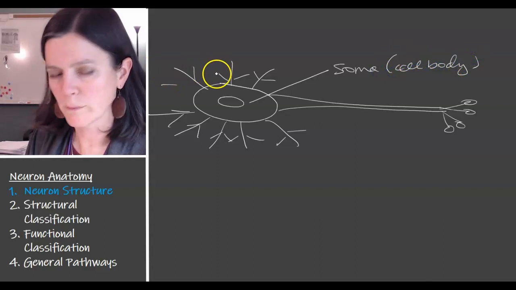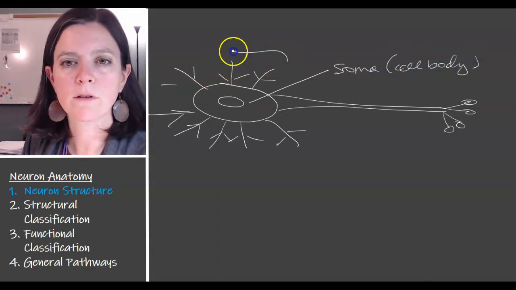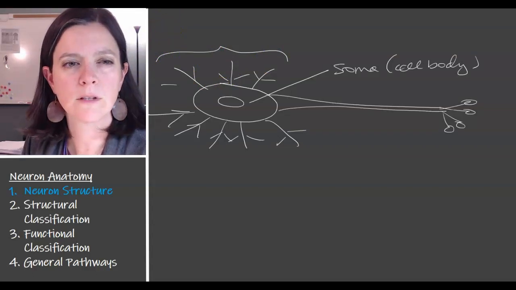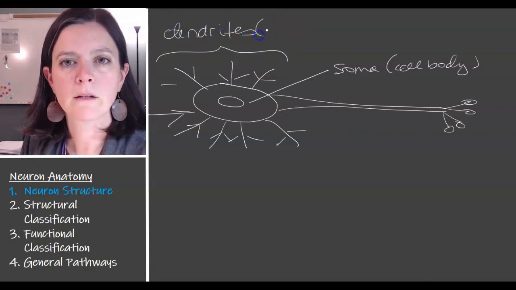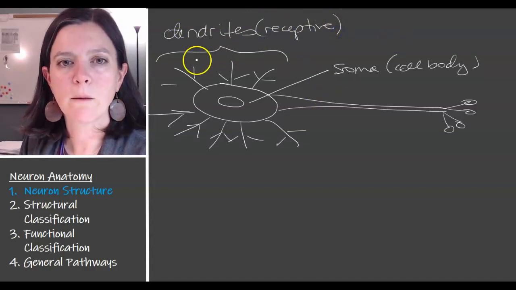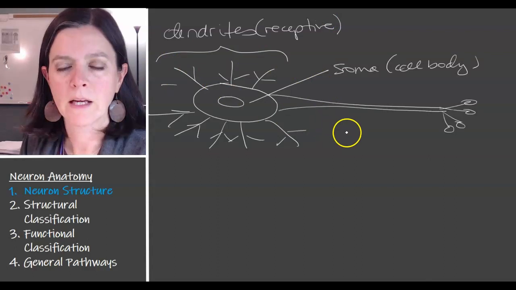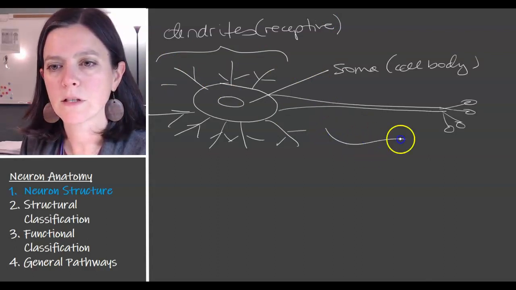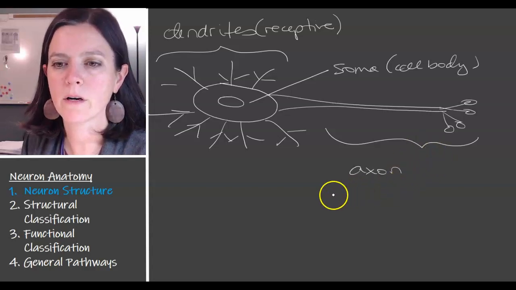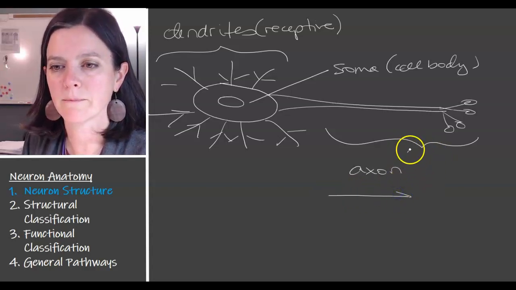And then we have two main functional regions. So this region here, this is the receptive region, and these little tiny branches are called dendrites. So they make up that receptive region. That means that information is coming into the cell body. And then we have this long region here called our axon. And this is the part that is sending information.